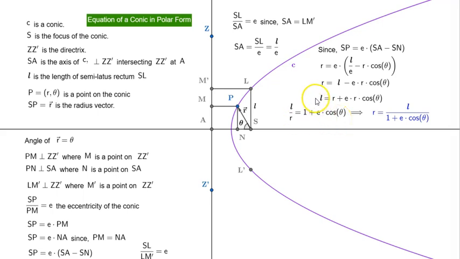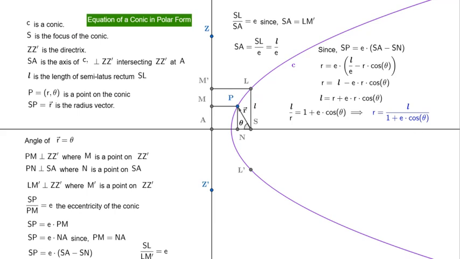So what have we done? We have divided throughout by r. So we have l by r is equal to r by r, which is 1, plus e times r times cos theta by r. r gets cancelled. We are left with e cos theta. And now solving for r, we get r is equal to l by (1 plus e cos theta).